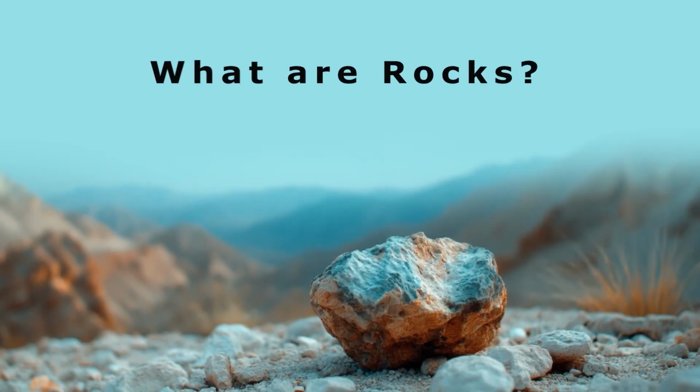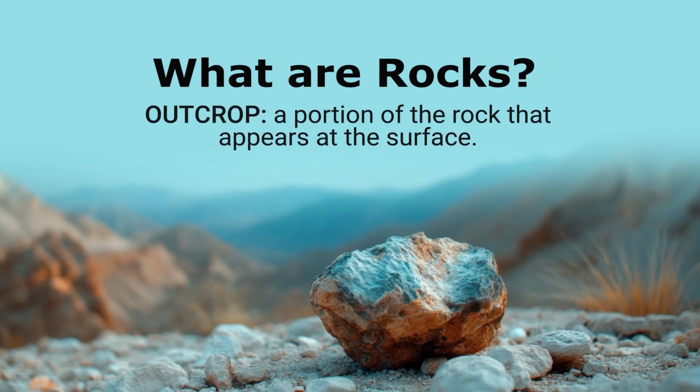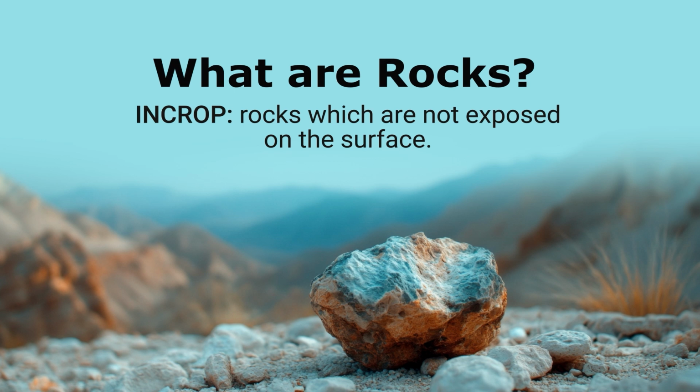Now all of you must be familiar with the term rocks. A rock is nothing but a coherent, naturally occurring solid comprising an aggregate of minerals. There are two terms you must have encountered, outcrop and incrop. Outcrop is when a portion of the rock appears at the surface, and incrop is when rocks are not exposed on the surface. Now just to give you an example, please see the slide.